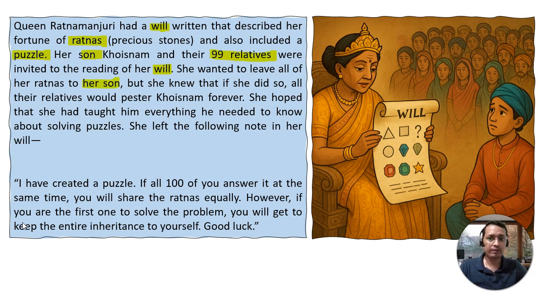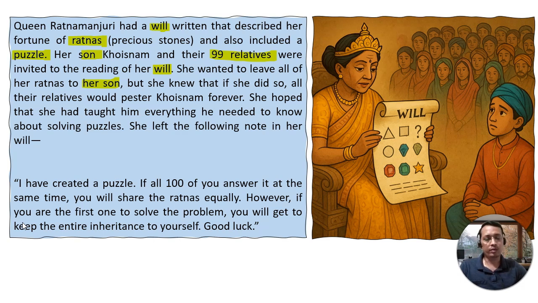She wanted to leave all of her ratnas to her son, but she knew that if she gave all the money to her son without giving anything to the relatives, the relatives would pester her son forever, a small kid. So she wrote a puzzle, and she thought that whatever she had taught her son, he would be able to solve it. She hoped she had taught him everything he needed to know about solving the puzzle.